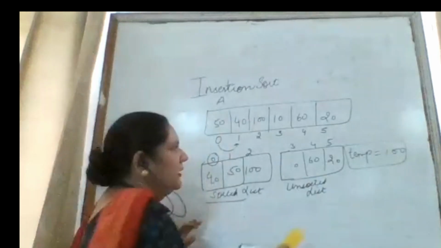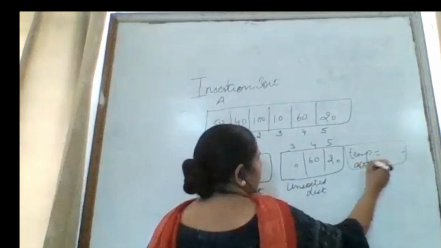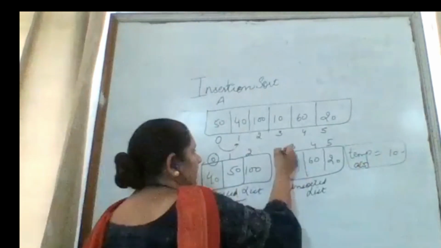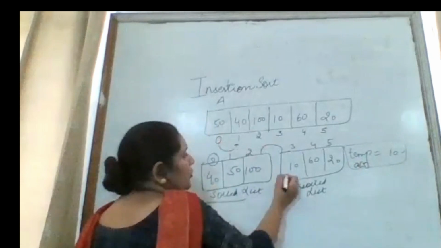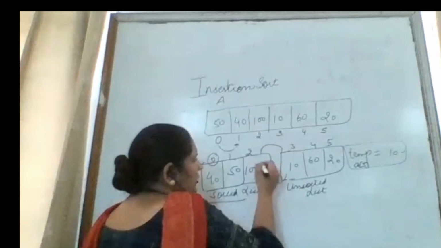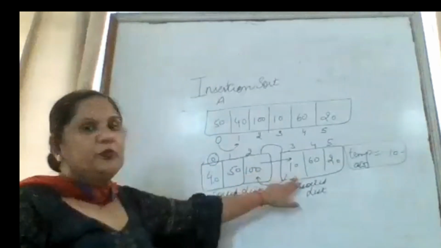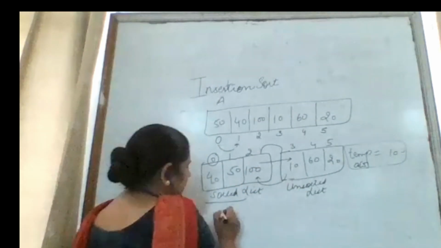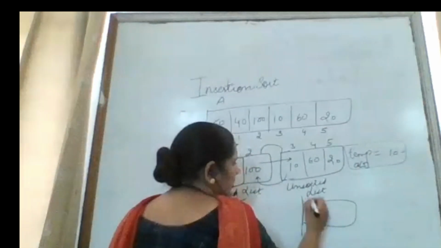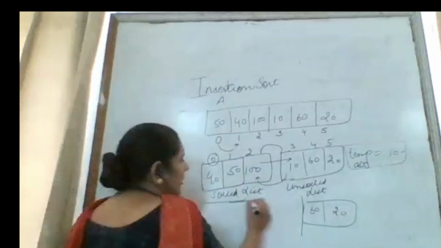Okay. Next. Now you will take temp as A of 3, that is 10. Now we are going to compare it with index 2. You see 10 is smaller than 100. Yes, of course. Then what we are going to do is move the 100 to position number 3. So this becomes the unsorted part now, 60 and 20. Here we are dealing.